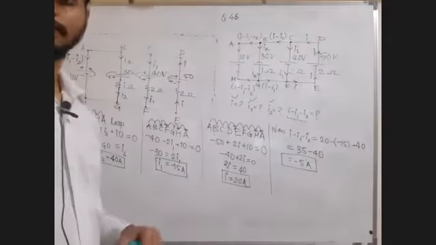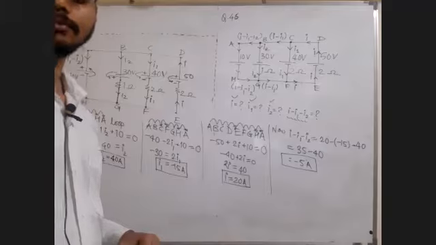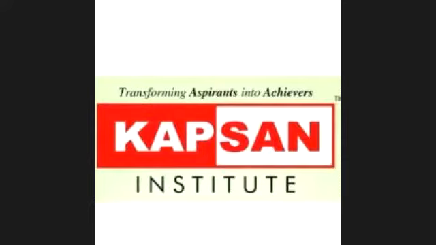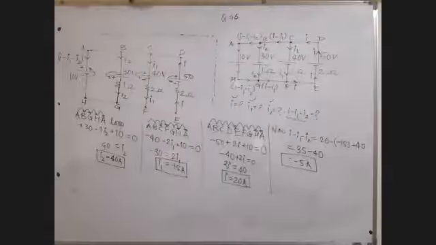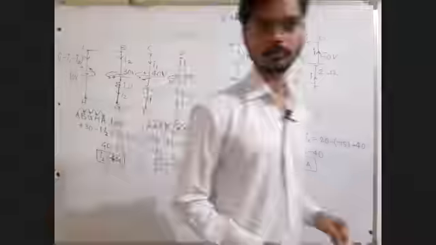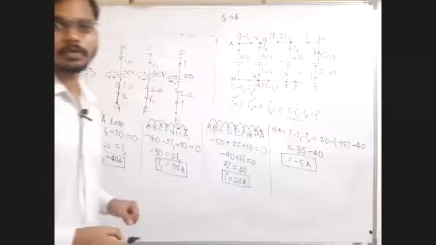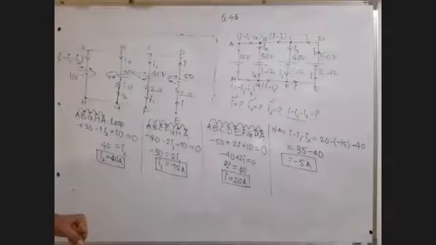Now let me read the comment. What if we change the direction of I1 as we got it negative and then calculate I minus I1 minus I2? You will get the wrong answer. It will become I1 plus I2 and minus I2.